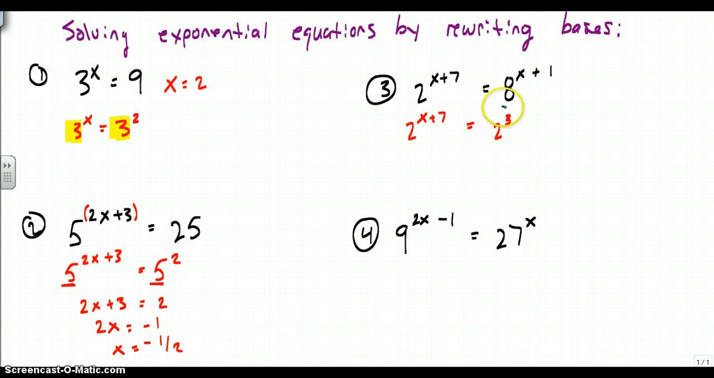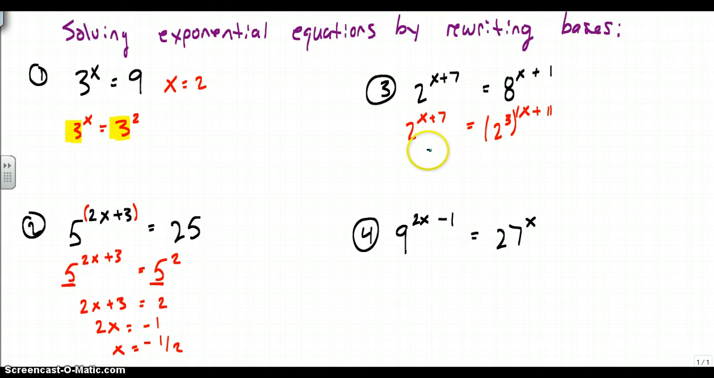But remember, 8 was raised to the x plus 1 power. So this whole thing, this whole 2 cubed, has to still be raised to the x plus 1 power. If not, then this isn't the same. 2 cubed is 8, and in the previous step, 8 was raised to this whole power, so the 2 cubed has to be raised to this whole power. And now we have a power to a power. So when we have a power to a power, we multiply exponents.